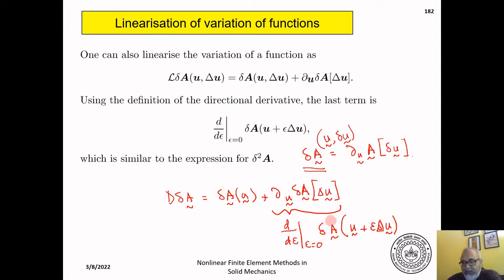This is how it will have to be defined, and you will see that this definition is exactly similar to the definition of the second variation that we had stated earlier, except that in the second variation this was δu, and here it is Δu. Apart from that, when you are taking the linearization of variation of a function, you are actually taking the second variation of that function with δu replaced by Δu.